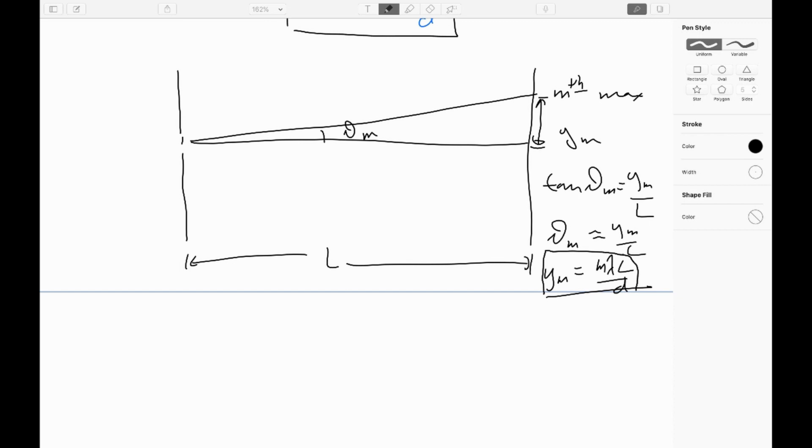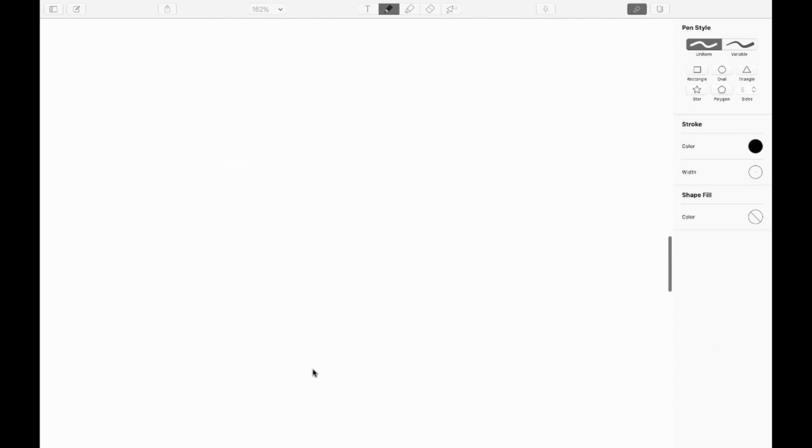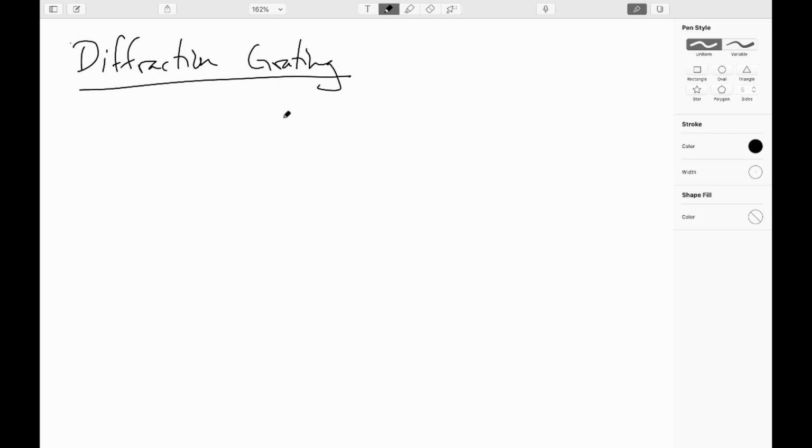Alrighty. There's another application of this where we will have to be a little more careful. And that's called a diffraction grating. So in a diffraction grating, instead of there being 2 slits, there's a gazillion slits.